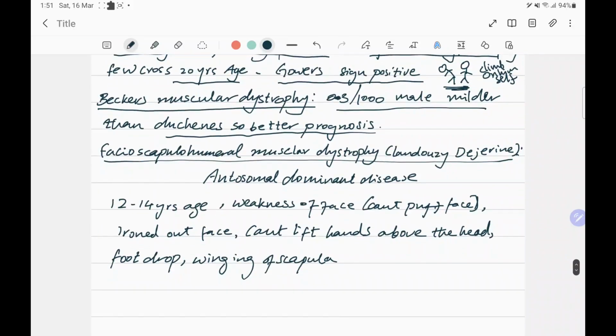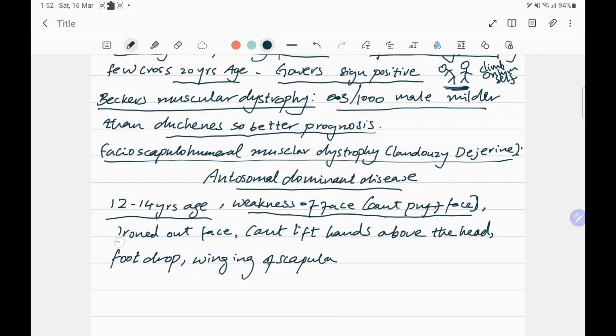Then you have the facioscapulohumeral muscular dystrophy. This is also known as Landouzy-Dejerine disease. This is autosomal dominant. It's not sex-linked. It happens around the age of 12 to 14 years. And here you get weakness of the face. So they can't puff their face, like when you're blowing a balloon and you make that puffy face when you blow. They can't do that.